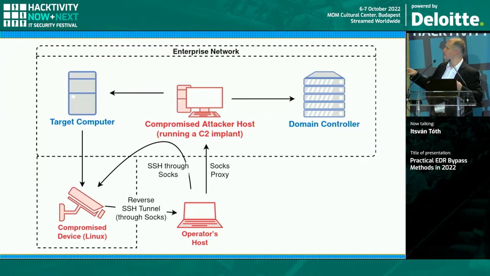Almost the same as the previous one, but let's coerce the authentication from the target computer not to the compromised attacker host, but to the compromised device. And let's run a reverse SSH tunnel through that SOCKS proxy back to the operator's host. So let's forward the SMB port on the compromised device through that reverse tunnel to the operator's host. And now if you trigger the authentication on the target computer, it will land on the operator's host through that SSH reverse tunnel. And now we bypassed the compromised attacker host in this scenario totally.